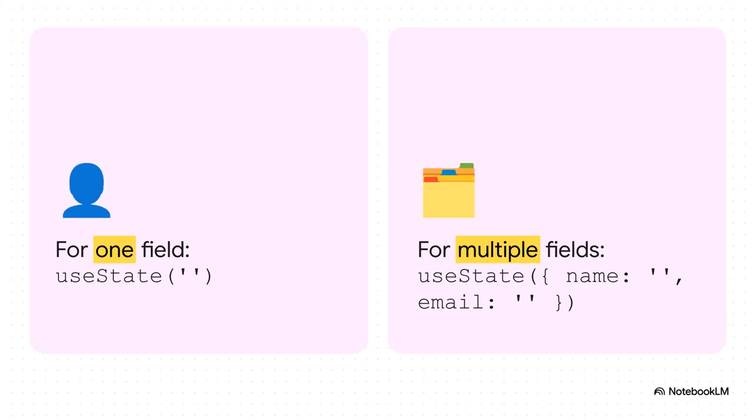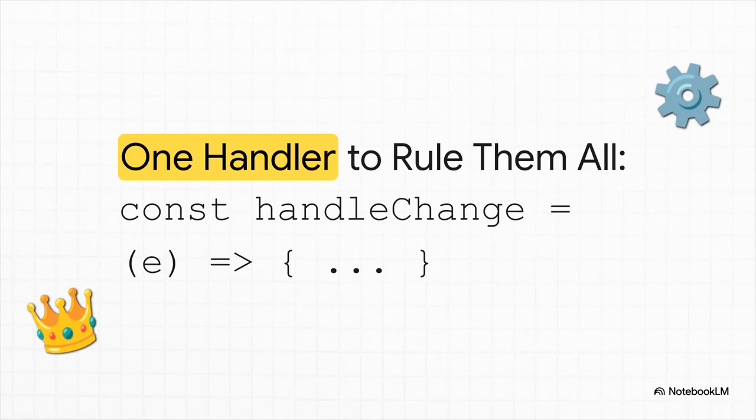The first move is to upgrade our state. Instead of just storing a single string, we're now going to use useState to hold an entire object. This one object will be the container for all our form's data. Each key in the object will correspond to one of our input fields. And with our new state structure, we can now create the ultimate solution. One single dynamic event handler. A function that's smart enough to know which input is being changed and how to update the right piece of state accordingly. One handler to rule them all.